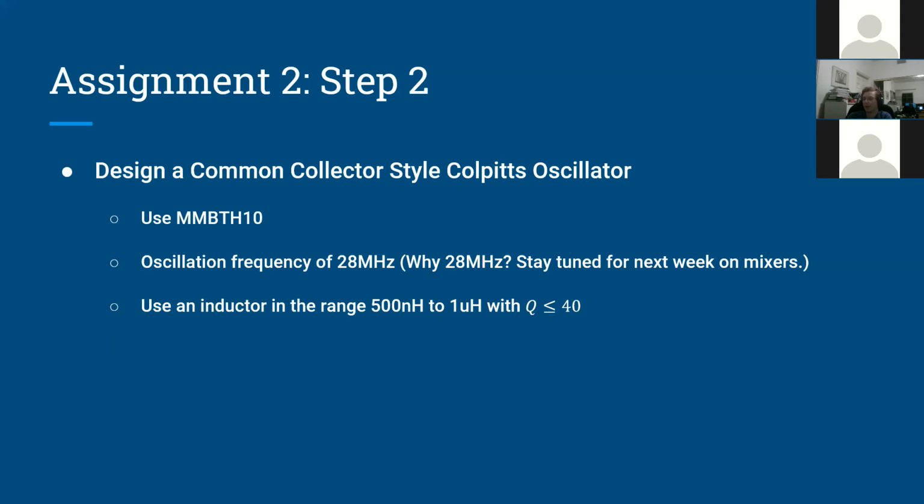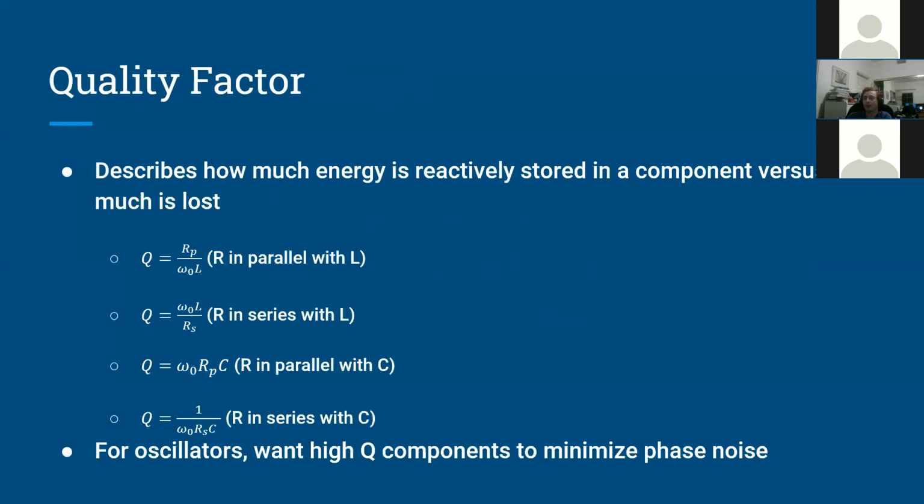And then lastly, what I recommend is you start with an inductor in the range of half a microhenry to a microhenry. What exactly it is is not too important. Then make sure your quality factor is less than or equal to 40. Given the quality factor, if I go back here, you can compute the effective series resistance using the second equation here. And then using that effective series resistance, you can determine what bias current you need for your oscillator.